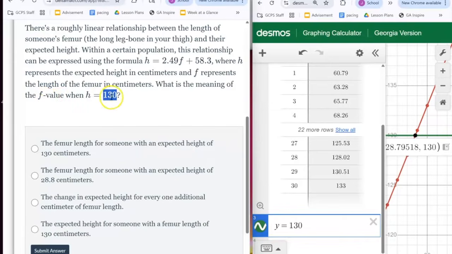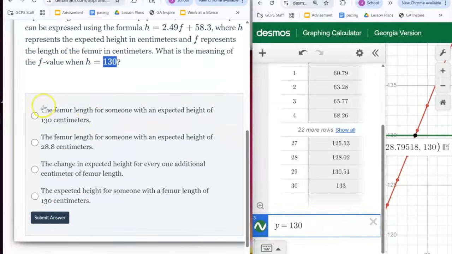That's what it means. So when my height is 130, my femur is something. That's what I'm looking for. When my height is 130, how tall I am is 130, my femur is blah, blah, blah. All right, the femur height, the femur length for someone with the expected height of boom, it's my first one. My height is 130, my femur is something. All right, let's just double check everything else. The femur length for someone with the expected height of 28, no, my expected height is 130, but what is 28.8? My femur, right? So my height is 130, but my femur length is 28.